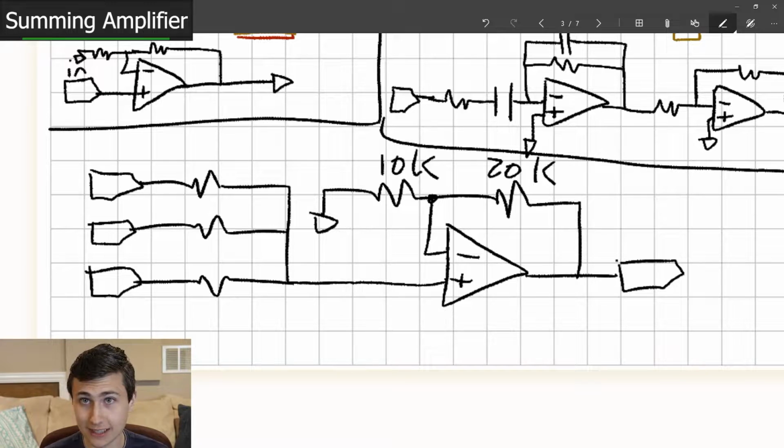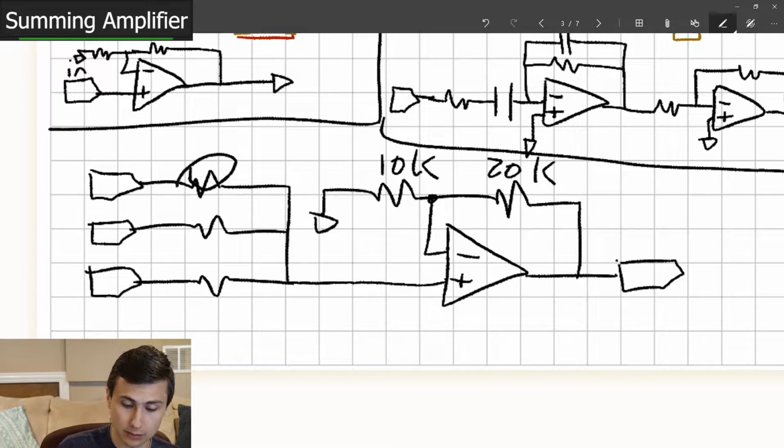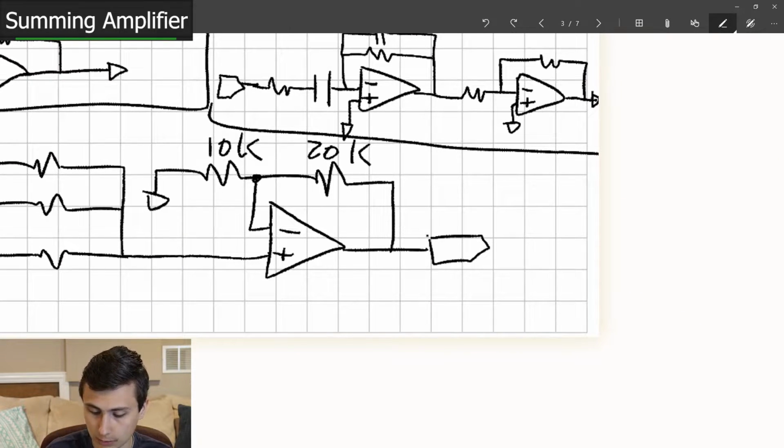Then, of course, we need to scale the other 2 terms appropriately. Another way that we can achieve some scaling is by adjusting the weights of these 3 resistors. There's a few different ways that we can change how this behaves to tweak its response. This is the summer.